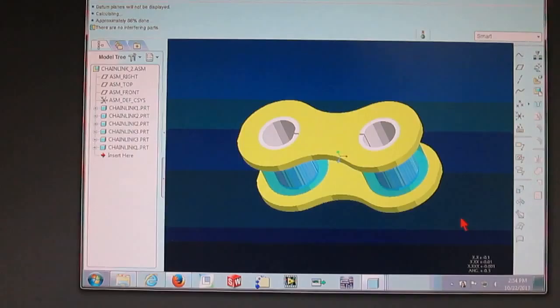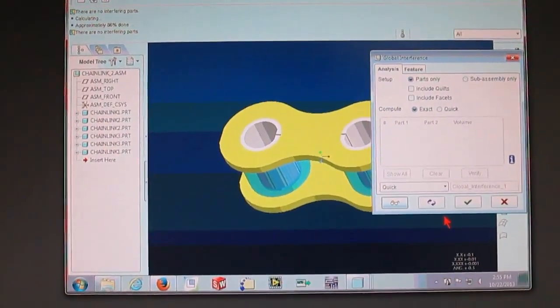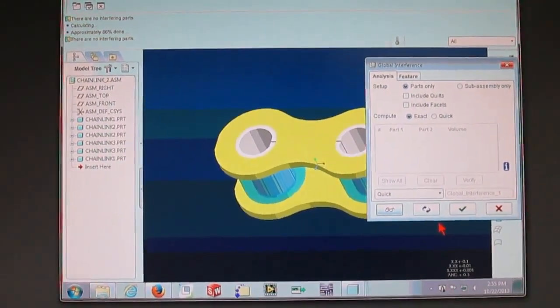The easy way is the hotkeys. INT. INT for interference. Does the whole thing right there.